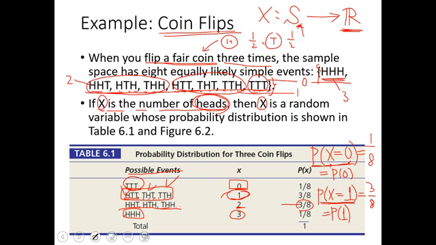And again, we have 2 heads, so it is the probability of 2, which is 3 over 8. And the probability for the number of heads being 3 is 1 over 8. So they sum up to 1. The sum of all the probabilities is 1.